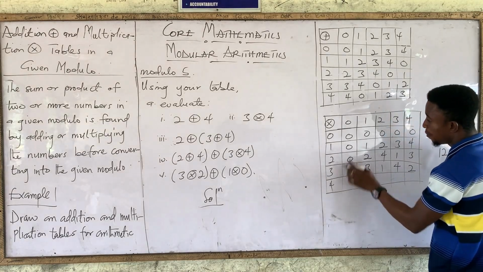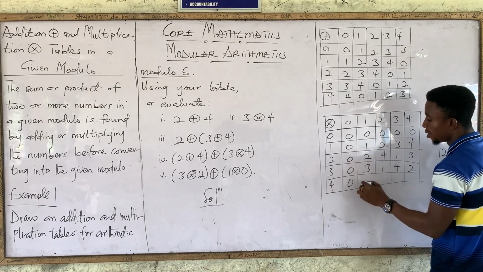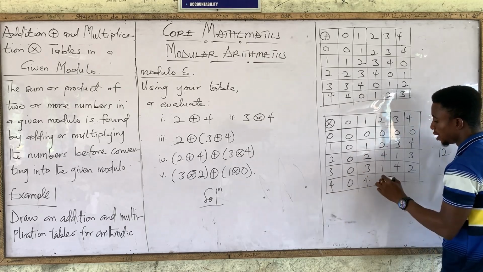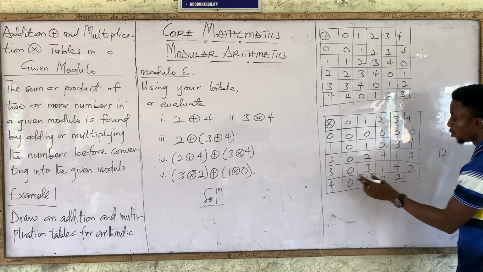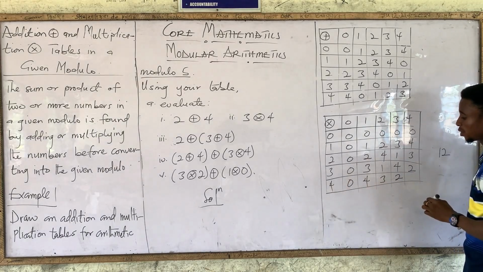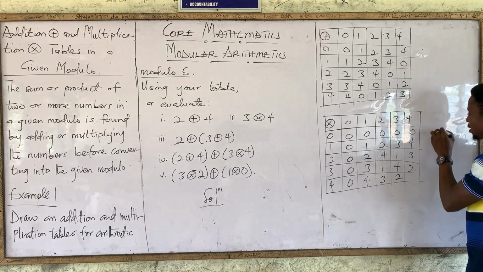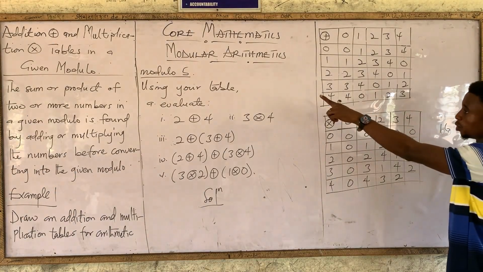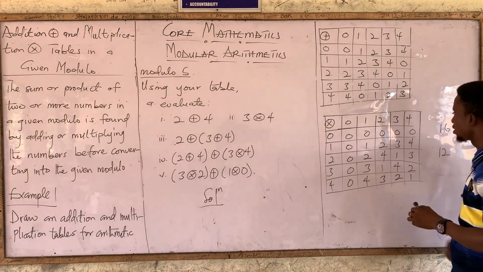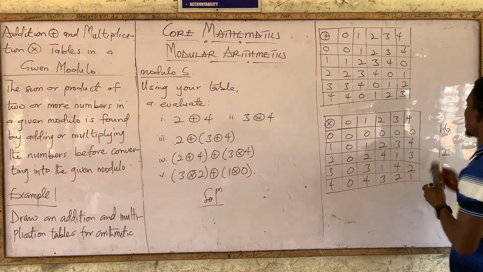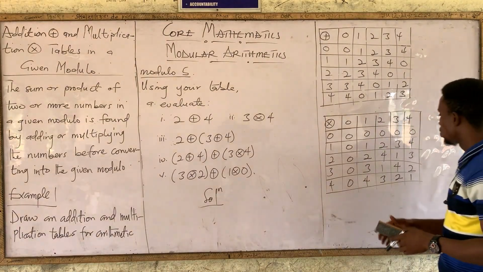Okay, then I have 4 times 0, 0, 4 times 1, 4, 4 times 2, 8, so it will be 3, 4 times 3, 12, so it will be 2, then 4 times 4, which is what? 16. So 16 modulo 5 will get you what? 1. You know this one already, I don't have to be speaking about this again.